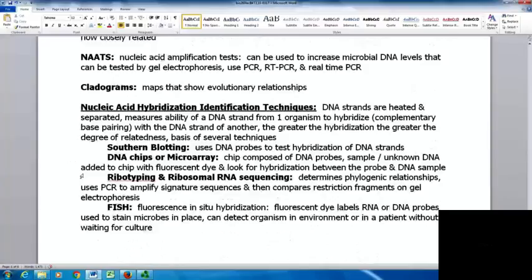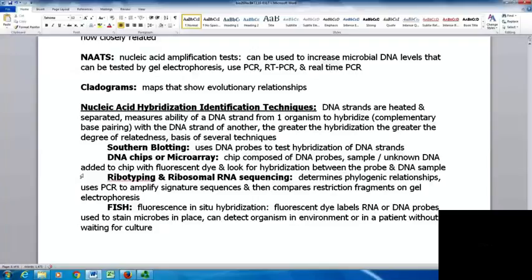With the nucleic acid hybridization identification techniques, DNA strands are heated and separated. These are going to measure the ability of a DNA strand from one organism to hybridize, which is when you rely on the complementary base pairing, with a DNA strand of another organism. So the greater the hybridization, the greater the degree of relatedness. This is the basis of several techniques that are used.